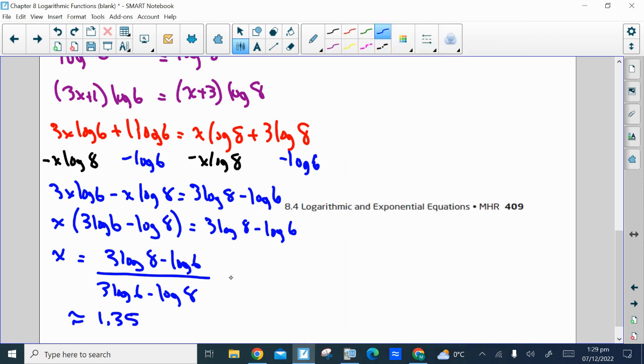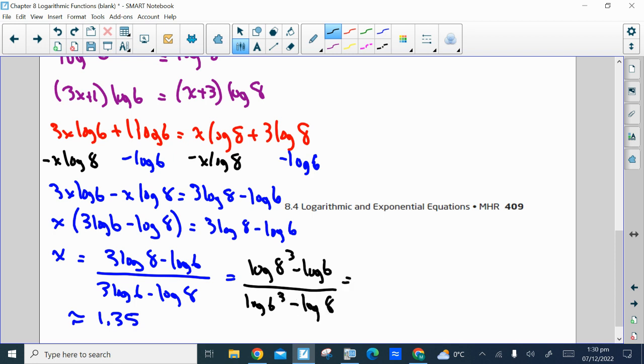Now, if you're checking answers in the back of the book, they may simplify this expression that we got here. So let me show you how we would do that. The first thing is I've got coefficients here on both the top and the bottom. I bring those up as exponents. So 3 log 8 is the same as log of 8 cubed minus log 6. Same thing on the bottom. 3 log 6 would be the log of 6 cubed minus the log of 8.